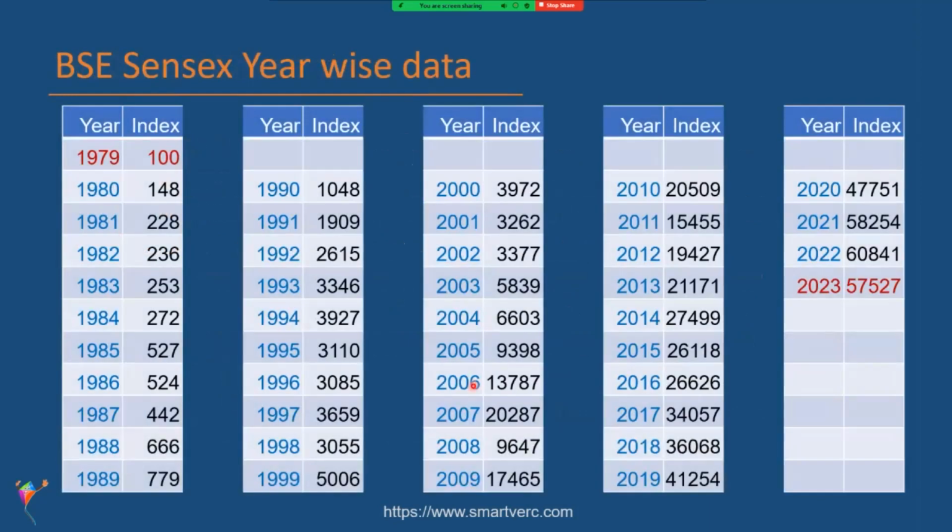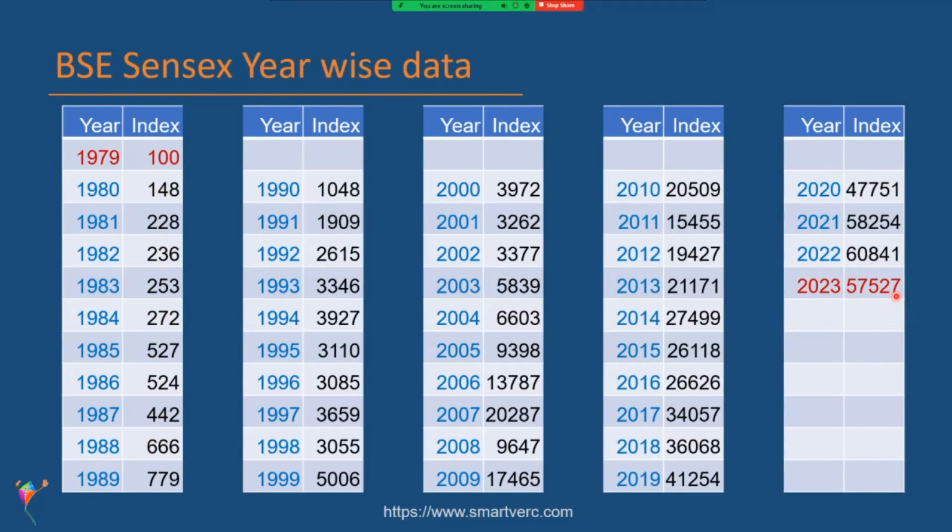So first, the learnings. This is the BSE Sensex with a start on 1st of April 1979 as a base of 100, and these are the index values. As you can see throughout till date, meaning the latest, last Friday 2023, the Sensex was 57,520.